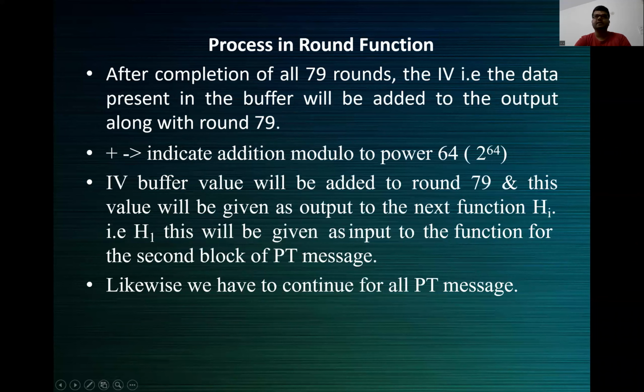So after completion of all the 79 rounds, the data present in the buffer will be added to the output along with round 79. So plus indicates addition modulo 2 power 64, which is 2 raised to the power 64. So the fourth buffer value will be added to round 79, and this value will be given as output to the next function, H1. That is, this is given as input to the function for the second block of the PT message. Likewise, we also have to continue for all PT messages.